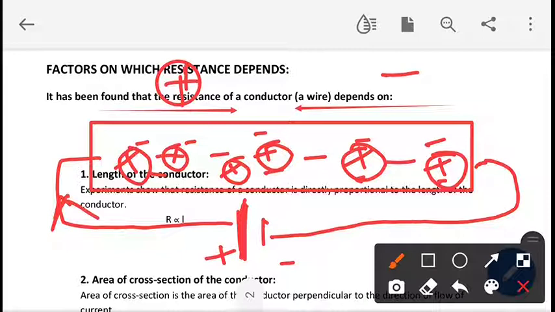So resistance is a property by which a conductor opposes the flow of current, and what exactly is happening inside the conductor, that also I have explained with the help of this diagram. Let's proceed.